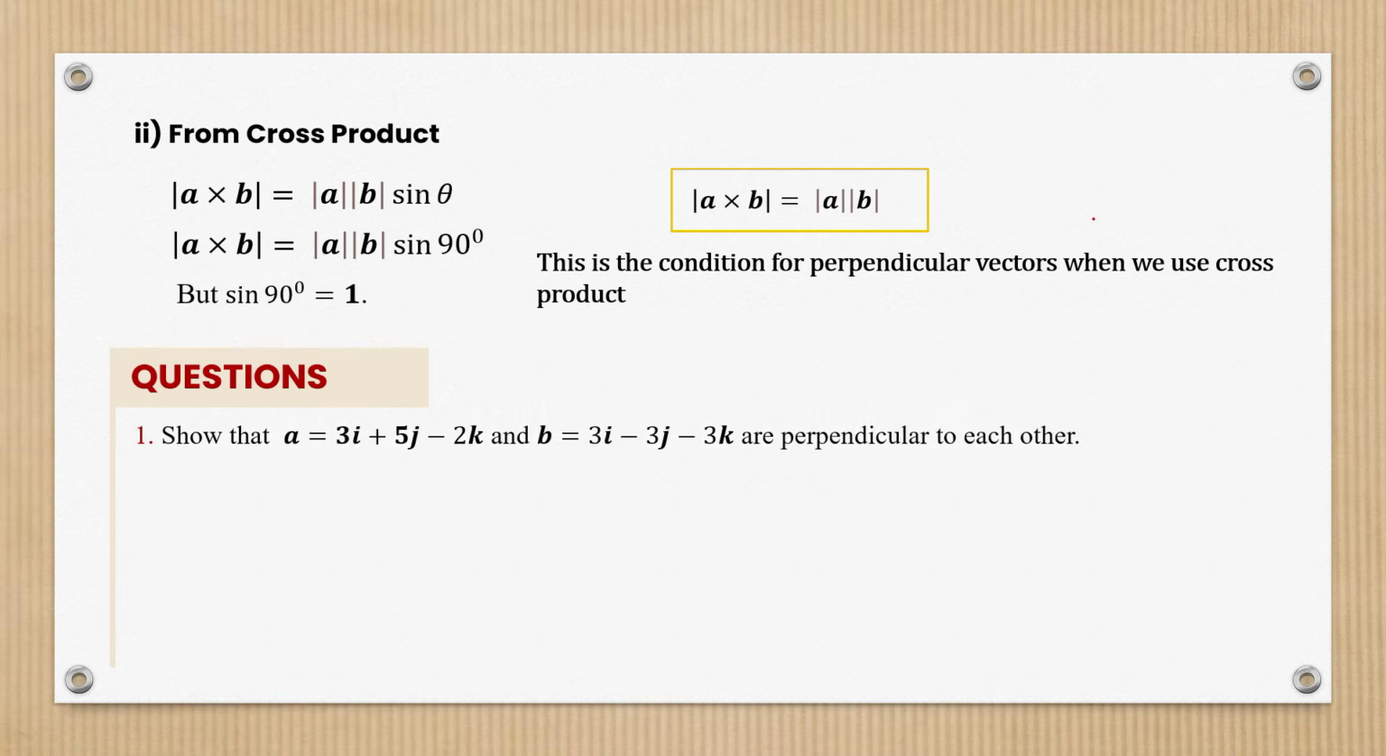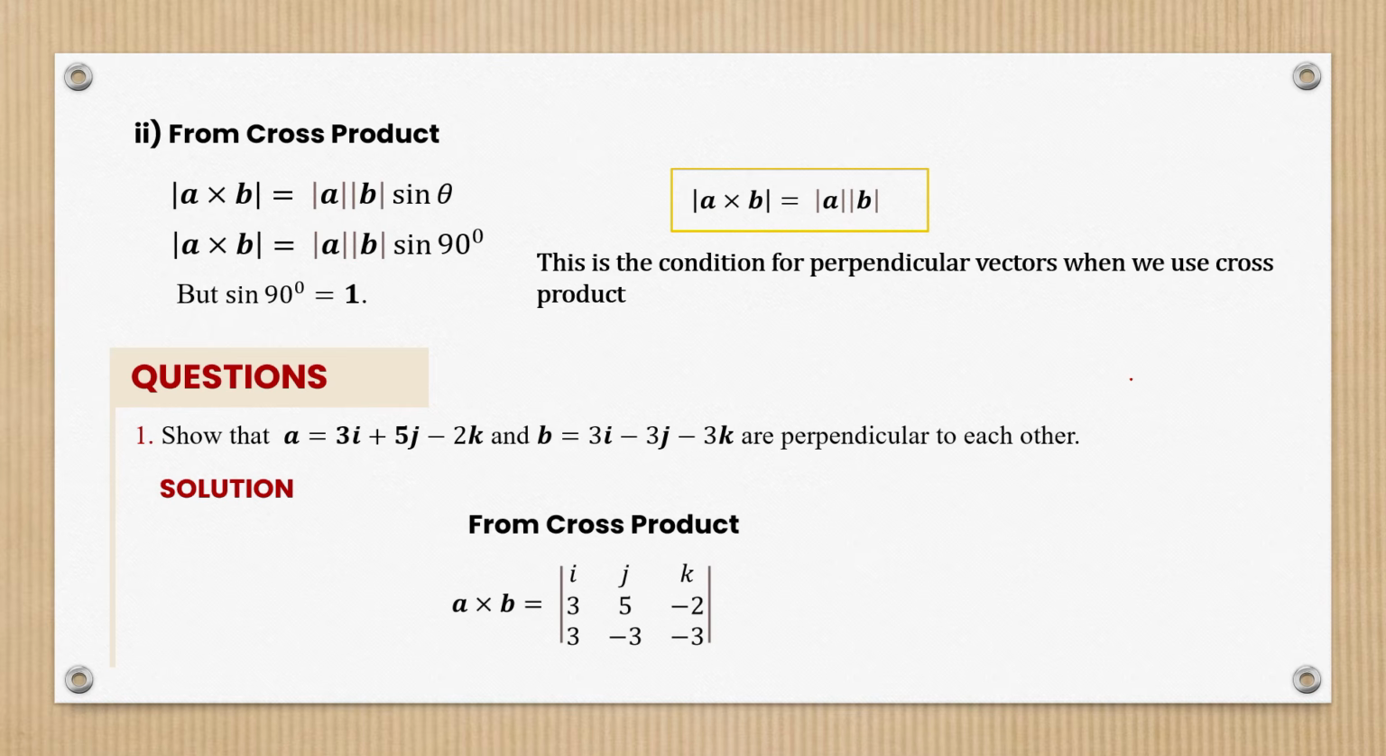Let's look at some examples. Show that A is equal to 3i plus 5j minus 2k and B is equal to 3i minus 3j minus 3k are perpendicular to each other. Now from cross product, this is actually very clear. From cross product, we already know that this is supposed to be equal to that value. Let's use the knowledge of cross product.